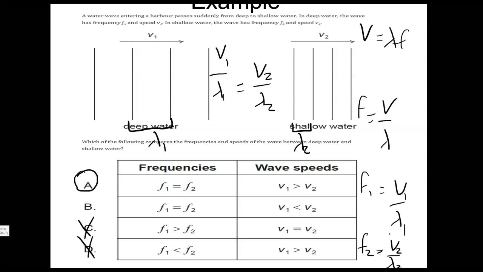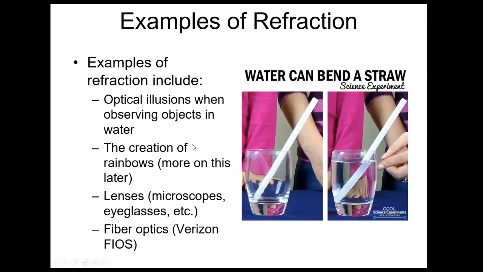Alright, so moving on. Okay, now what are some examples of refraction? Well, there's lots of interesting examples of refraction, actually. If you've ever seen this optical illusion where you put a straw in a glass of water and it appears to bend, the reason for that is because the light rays bend at that air-water interface.